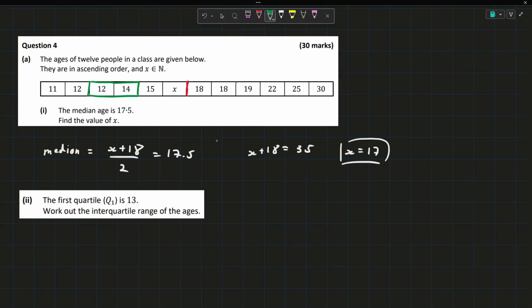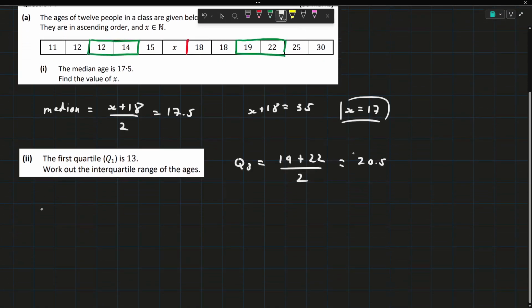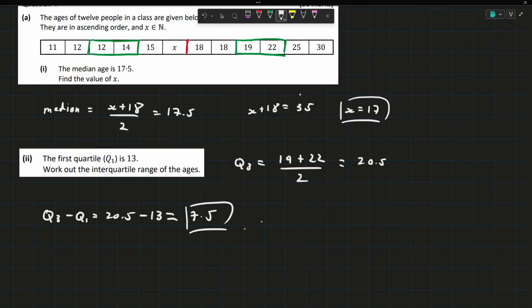If we go over to the right side, you can see there are two middle values. They're 19 and 22. So the third quartile, Q3, will just be the mean of these two values. So 19 plus 22 over 2, and we get 20.5. And then the interquartile range, inter means between, so it's the difference between the quartiles. So it's Q3 minus Q1, which will be 20.5 minus 13. You can just put that into your calculator and you will get 7.5. Technically 7.5 years, but they're not really too picky about that.